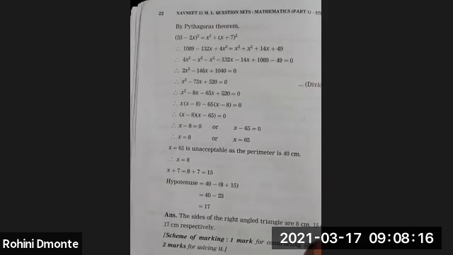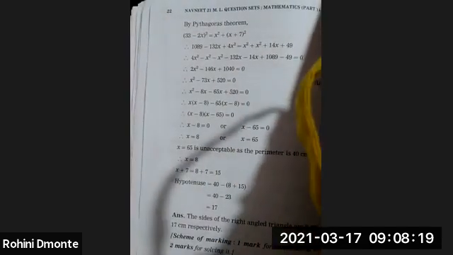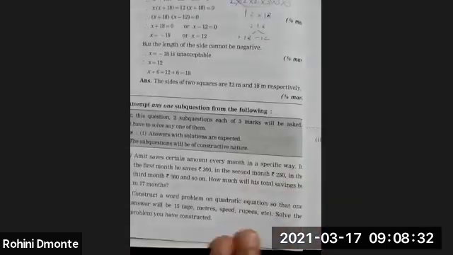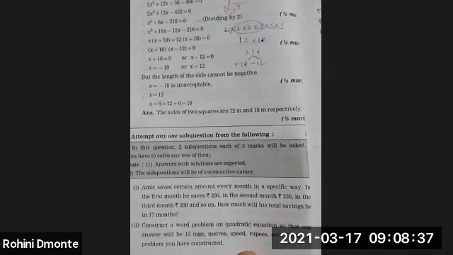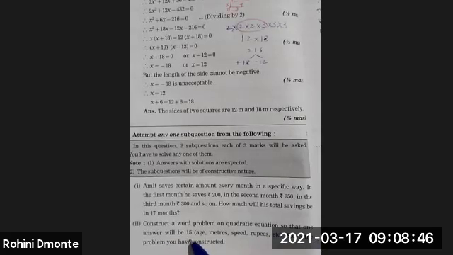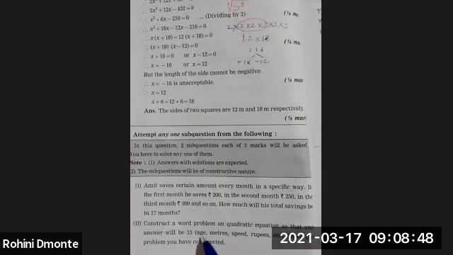Okay, now I have solved one more sum for you. Same type. I have constructed one more sum. See, look here. Now, see what condition is given over here. I am reading this sum again for you. Construct a word problem on the quadratic equation so that one answer will be 15. Okay, here you can use these terms.